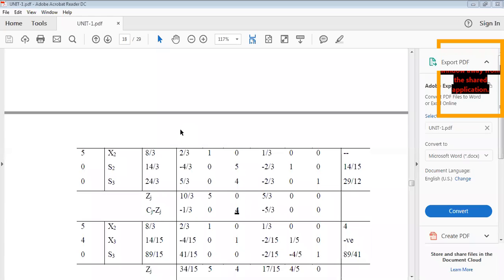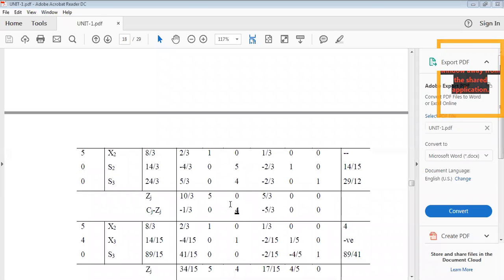So for that, 3 minus 10 by 3, you are getting minus 1 by 3. 5 minus 5, 0. And 4 minus 0, you are getting 4. And 0 minus 5 by 3, it is minus 5 by 3. 0 minus 0, you are getting 0. 0 minus 0, all these things, you are also getting 0 like this. Now CJ minus ZJ, what is the maximum positive value? You have to identify. This is minus, you have to ignore. And this is not a positive value. This is the only maximum positive value. Therefore, 4 is the maximum value.